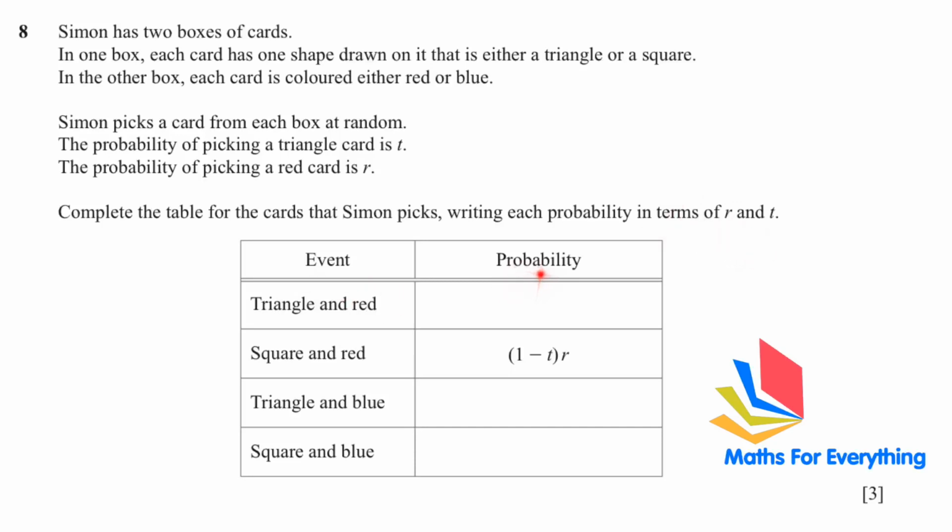So this is the event and this is the probability. The first is triangle and red. We know that triangle is T and red is R. And implies that we multiply. So it is TR. T multiplied by R. But we always write the variables in alphabetical order. Therefore, RT is the correct way to write it. Next is given to us. And then triangle and blue.